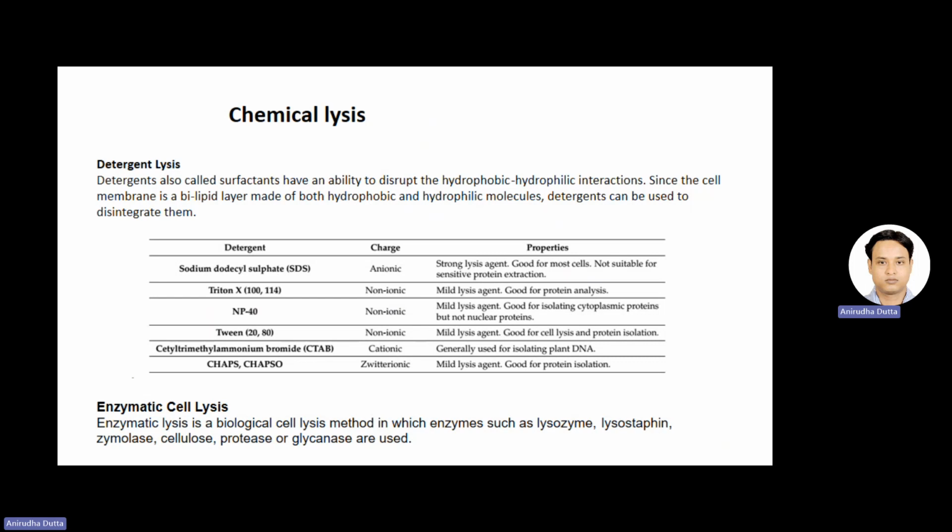So we can also lyse cells using enzymatic lysis. The name is lysozyme, which degrades bacterial cell walls. It degrades the peptidoglycan layer. So if we are using gram positive bacteria for protein purification, then lysozyme is good enough to break down the cell wall and then the cell membrane. But gram negative bacteria have a thick outer layer on top of the peptidoglycan, so the majority of the time we use a combination of detergent and enzyme.